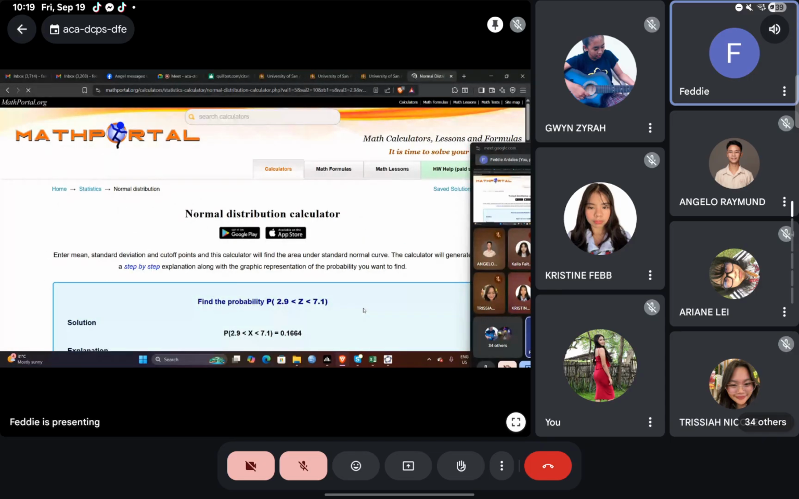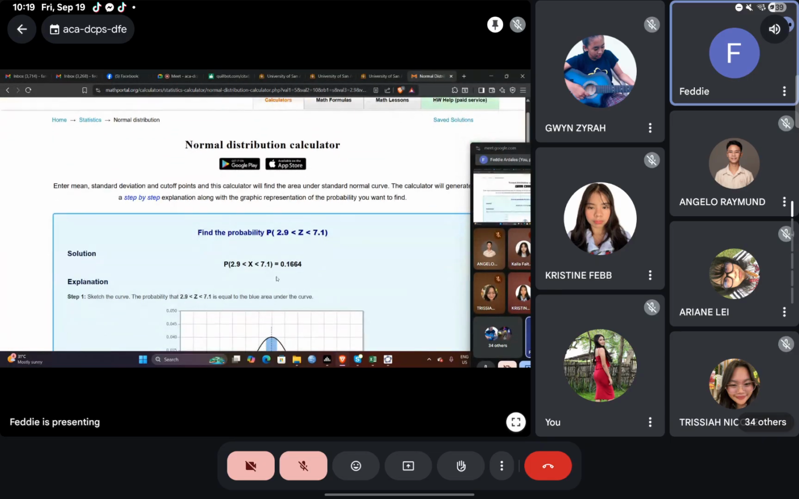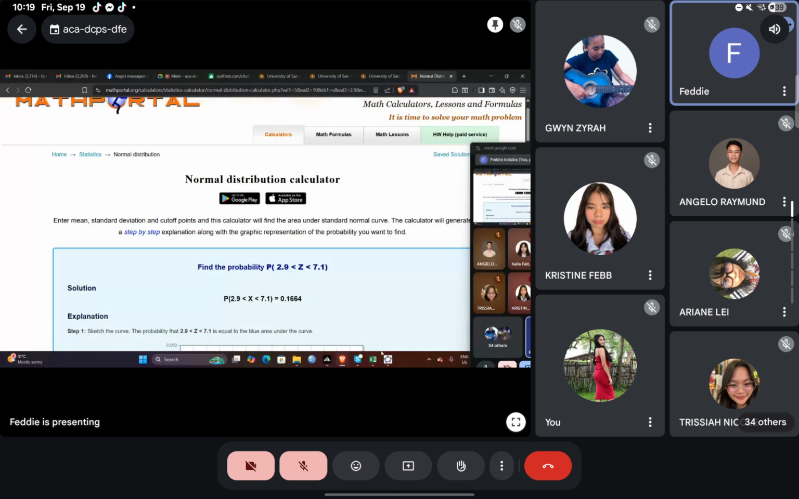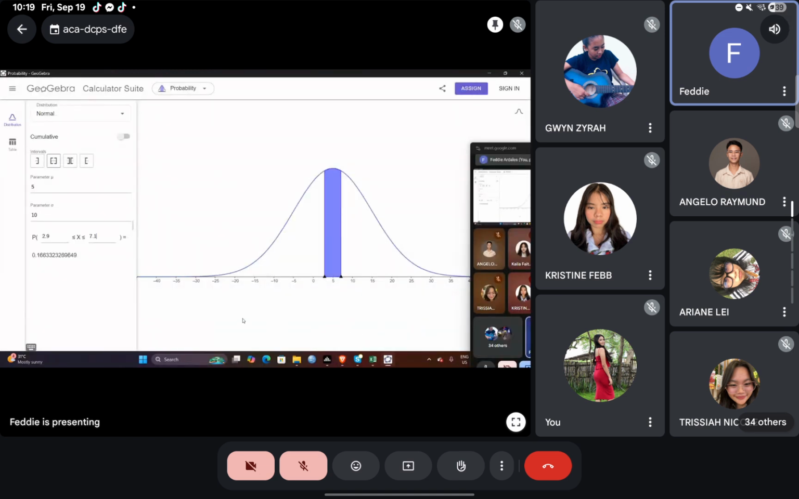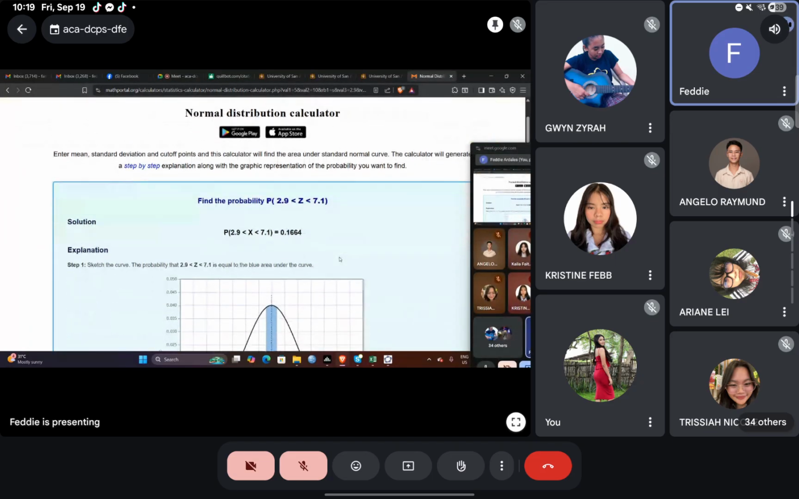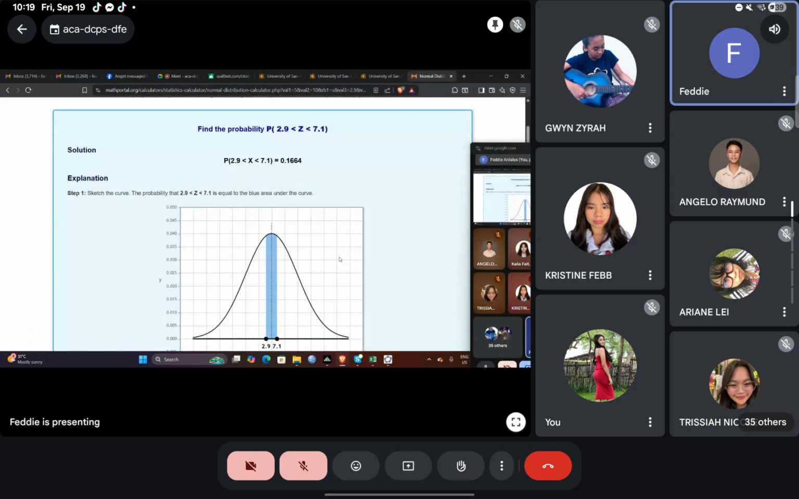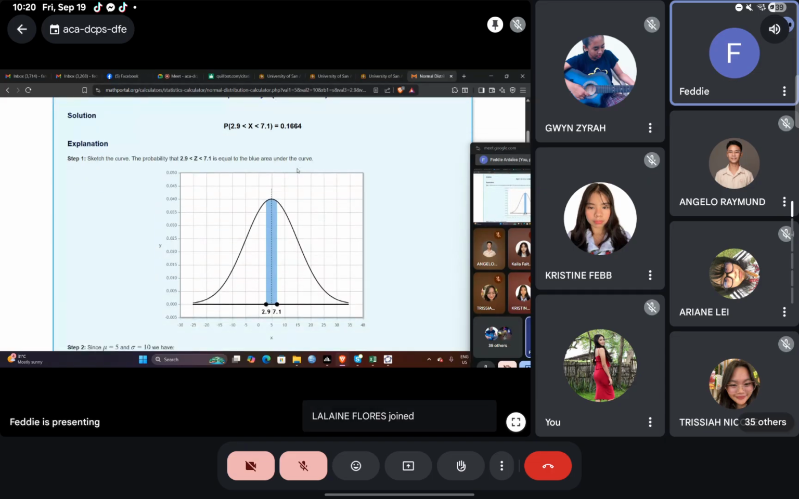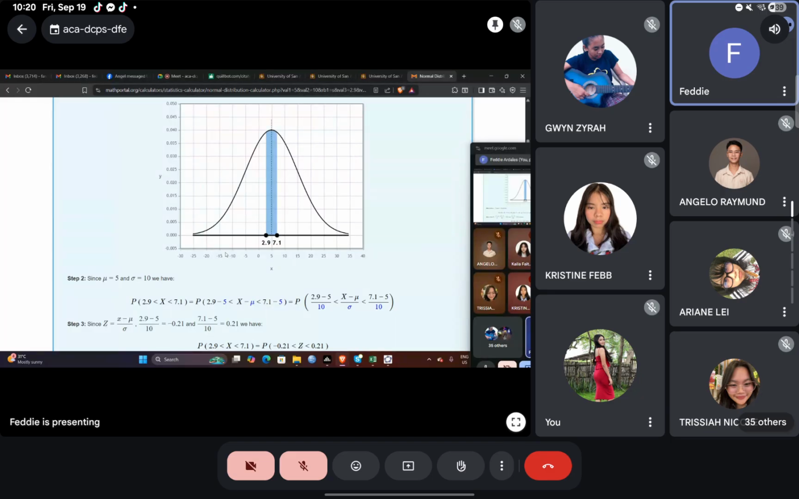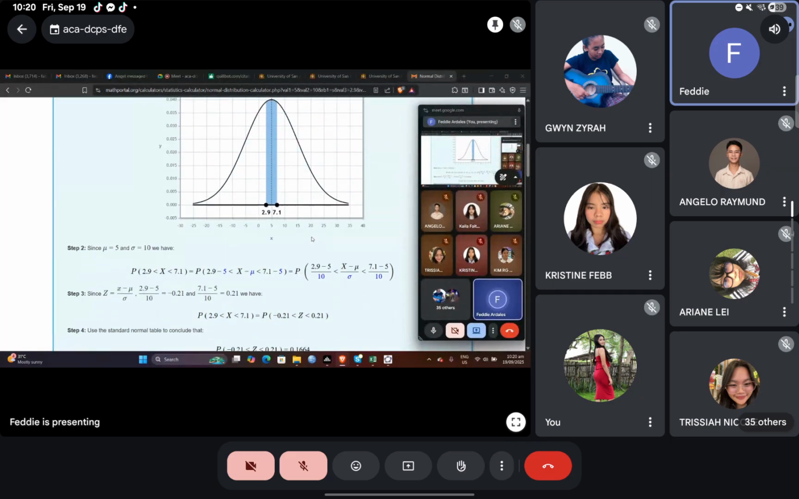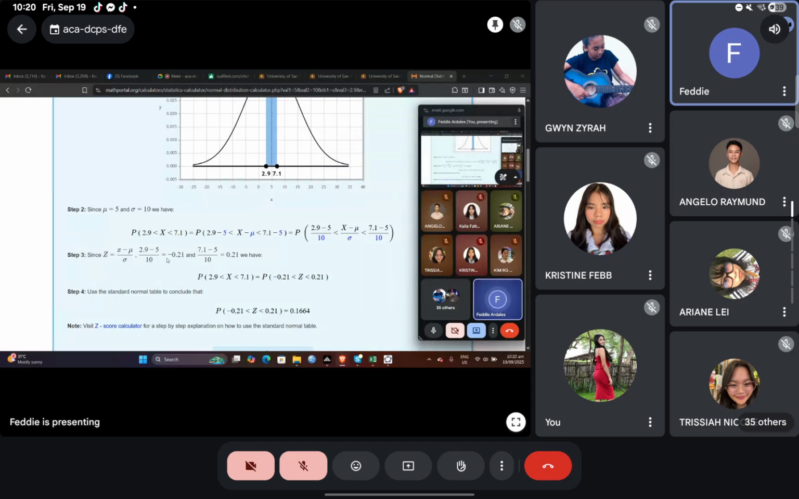So here we'll give you the steps. The area is 0.1664. So all you have to do is translate this to the standard normal distribution, solving for the values of negative 0.21 and positive 0.21.